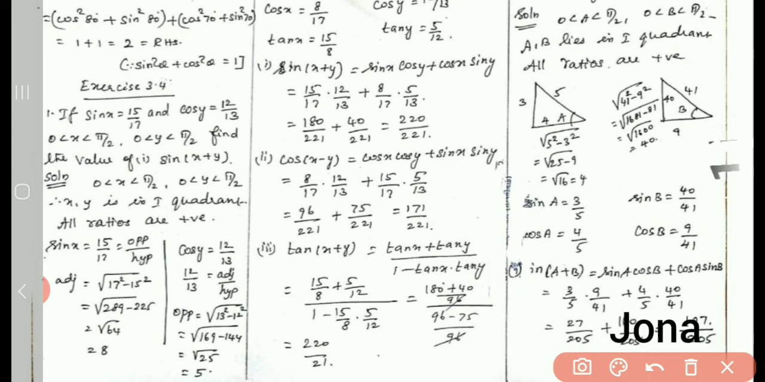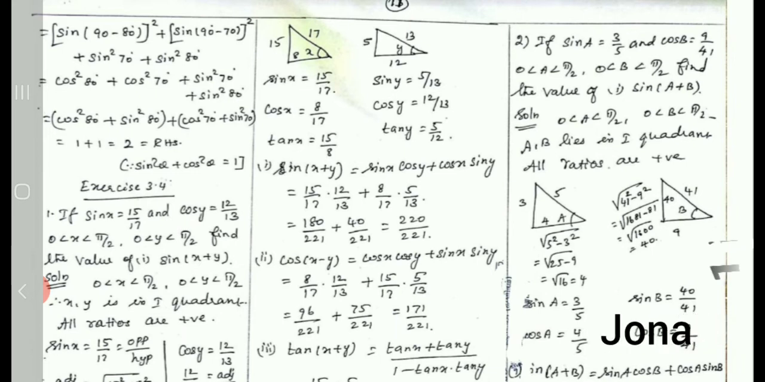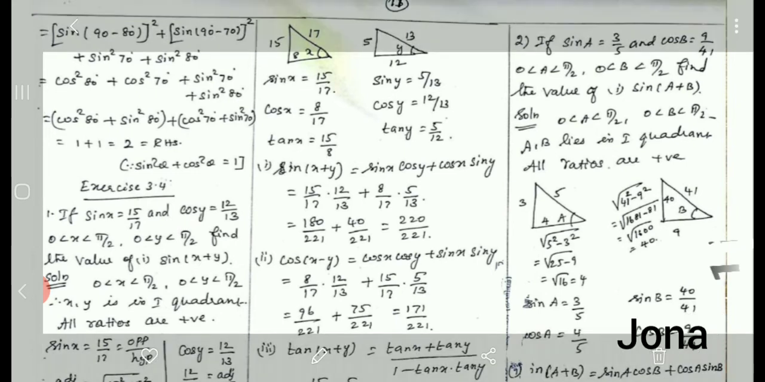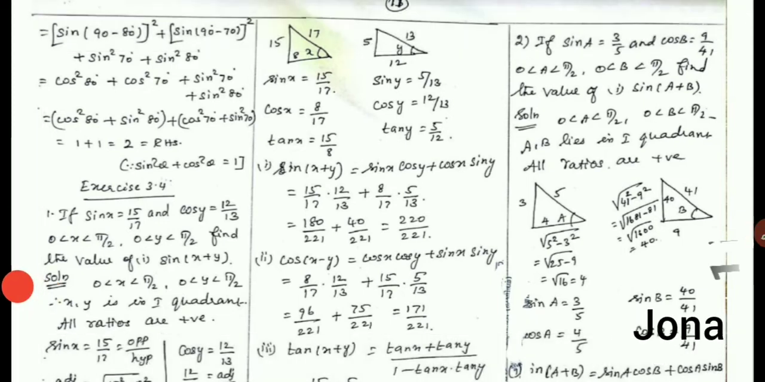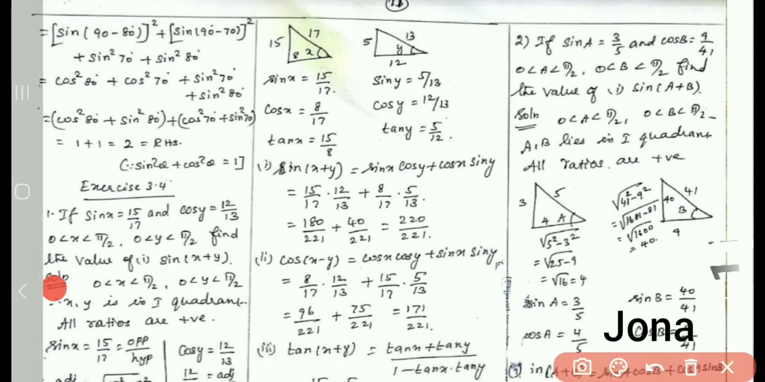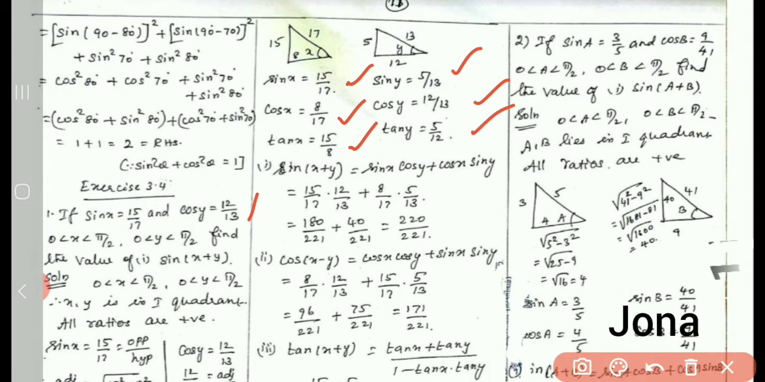So from this I can take cos x and tan x. Okay, so let me see here. I can say this sin x is 15 by 17, that is given in the problem. Cos x is 8 by 17 and tan x is 15 by 8. Okay, and then from this cos y, we found the value of sin y, cos y and tan y. Let me go for the problem now.